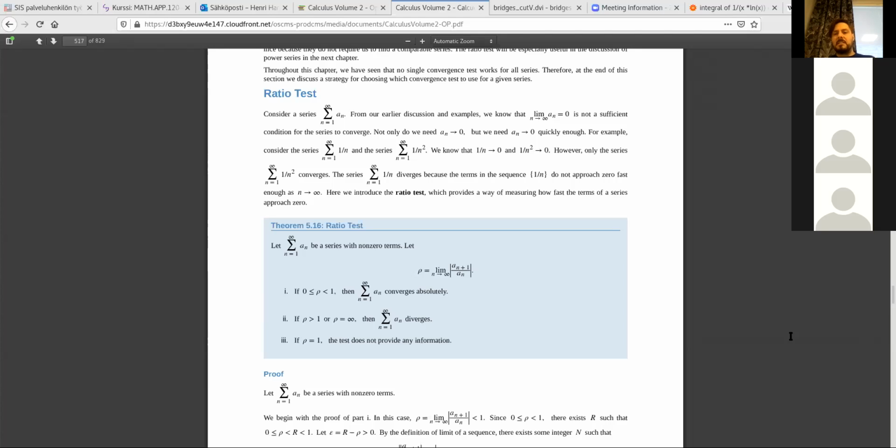If we look at the ratio of consecutive terms, we have a r to the n plus 1 divided by a r to the n. So this is the ratio. It's r, right? And if r is smaller than 1 in absolute value, then obviously this is going to converge. And then we can compare this in general.